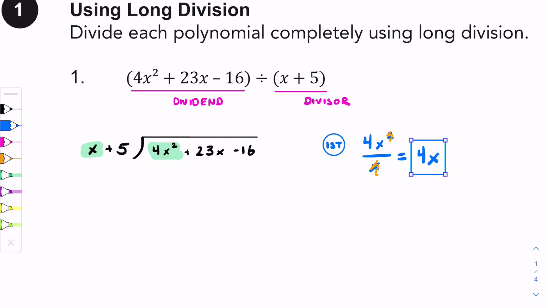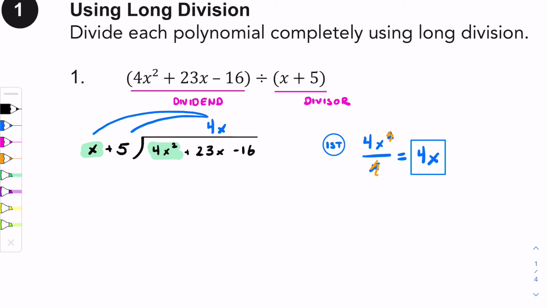Now where you write it, you always line your exponents up. So notice right here you have 23x, that would be x with an exponent of 1. So I'm going to write 4x directly above that because that also has an exponent of 1. Once you find this first term, you distribute and multiply that term, the first term of your quotient, by both terms in the divisor.